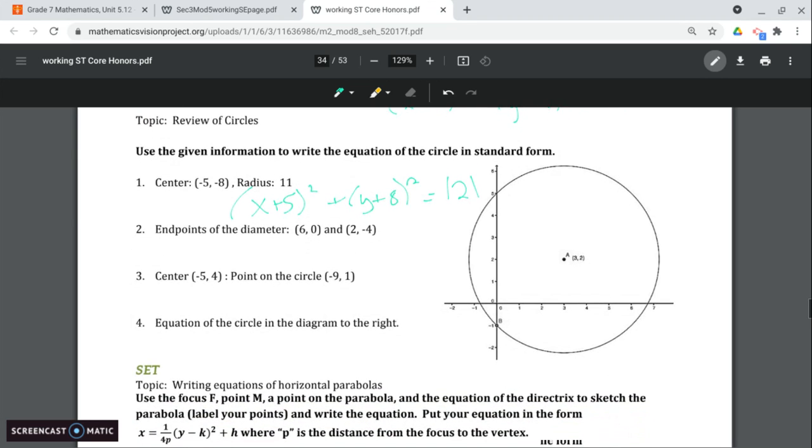So same idea for these others. For 2, find the distance between (6, 0) and (2, negative 4), and then find the midpoint between them. That'll find you your center and your radius. For this one, find the distance between the 2 points, your center and the point given. And for 4, you're looking at this one right here.